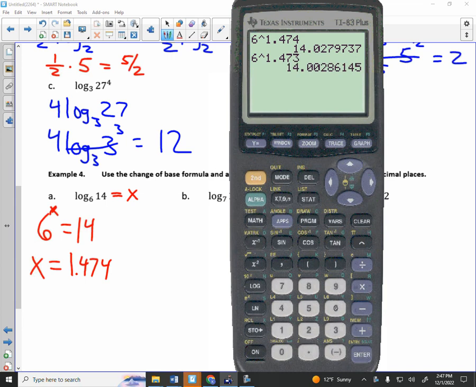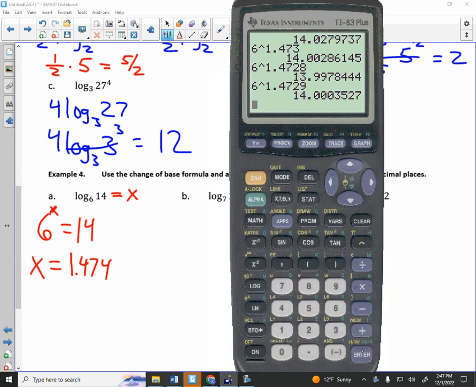I'm going to go 6 raised to the 1.4. I'm going to try 28. Whoa, that was too much. 6 raised to the 1.4729. Ooh, that's not bad, is it? I could do like 0.285 or something like that.